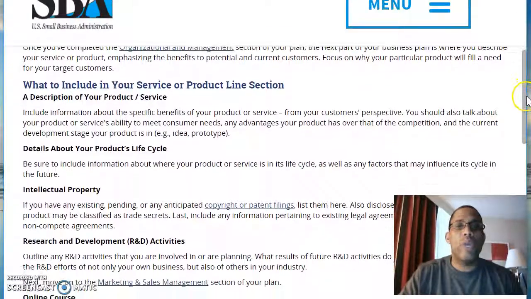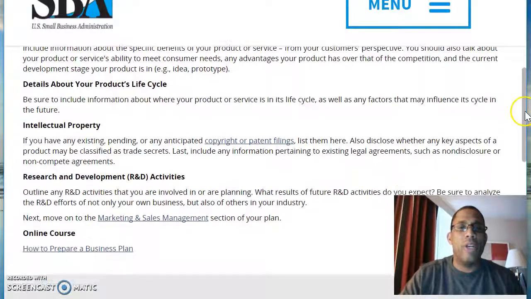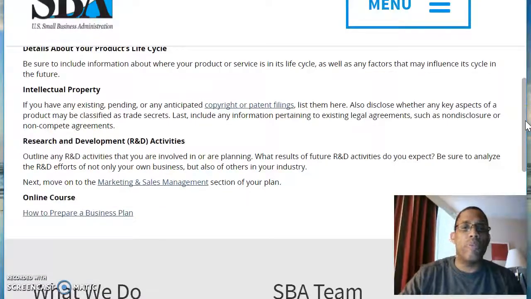So what to include in your service or product line section. A description of your product or service. It has to be a description of it. Details about your product's life cycle. Any intellectual property that you may have. Research and development, R&D. These are the things that should be in there.